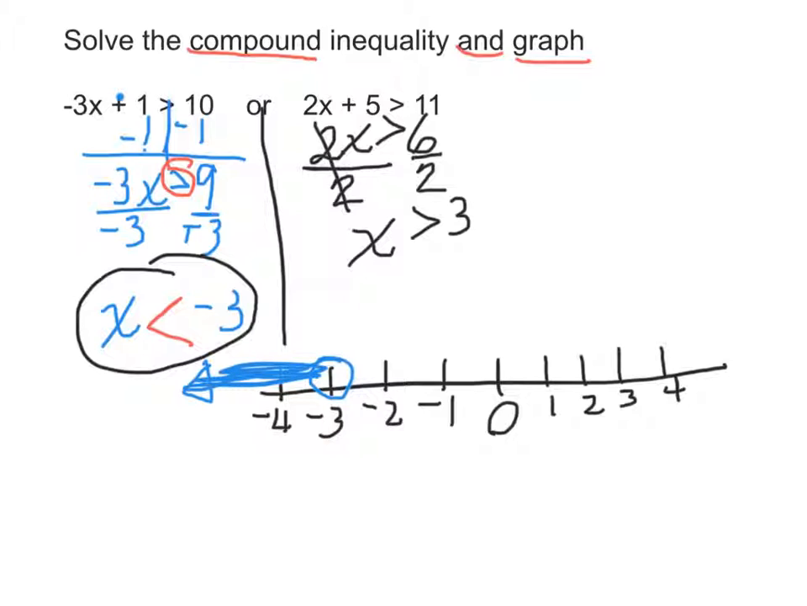The second part of my inequality says x is greater than positive 3. I'm also going to put an open circle here because x is not equal to 3, and this part of my line is going to go in this direction.